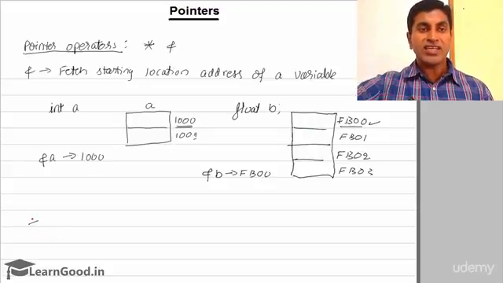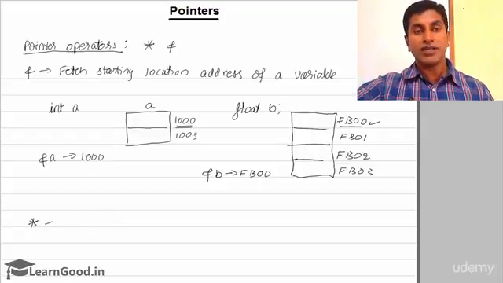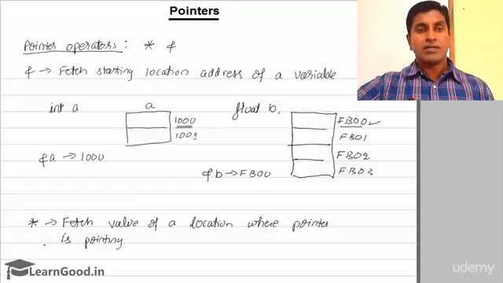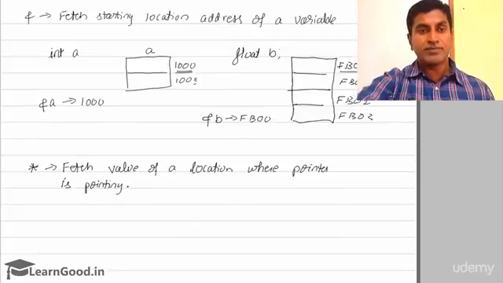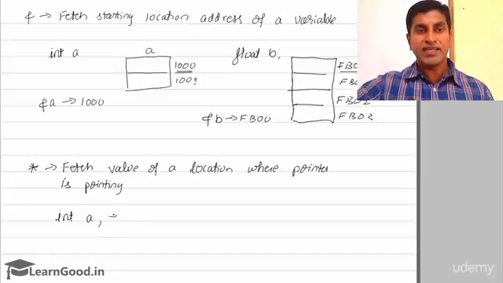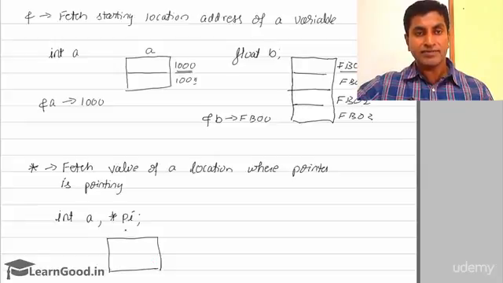In the same way, the asterisk is meant for fetching the value of a location where the pointer is pointing. Let's take an integer variable a and an integer pointer pi. The variable a is made up of 2 bytes where you store integer data. If I give a is equal to 25, then 25 is stored there.